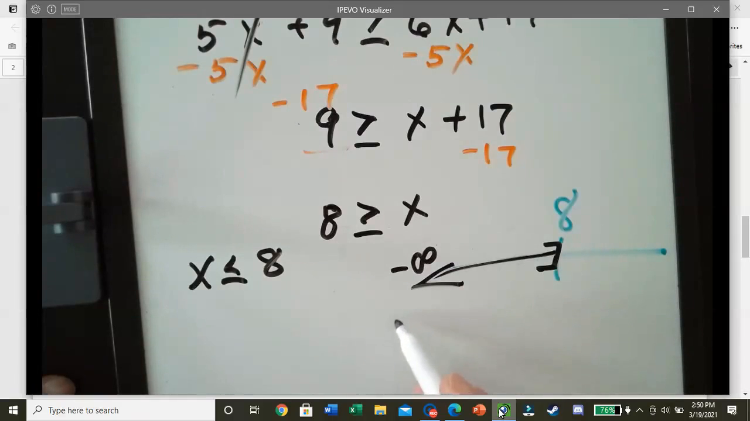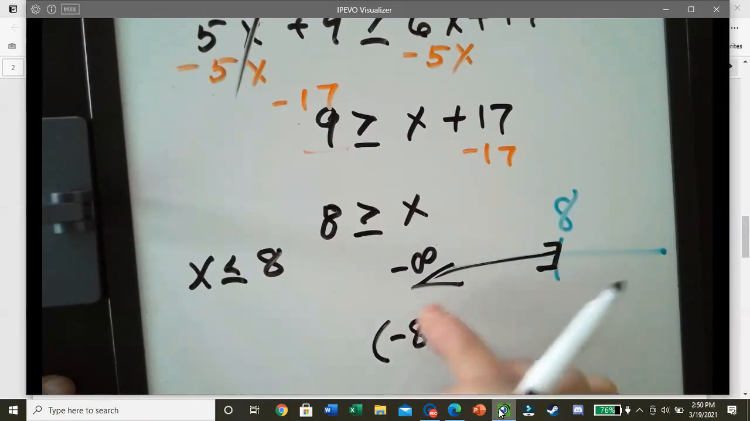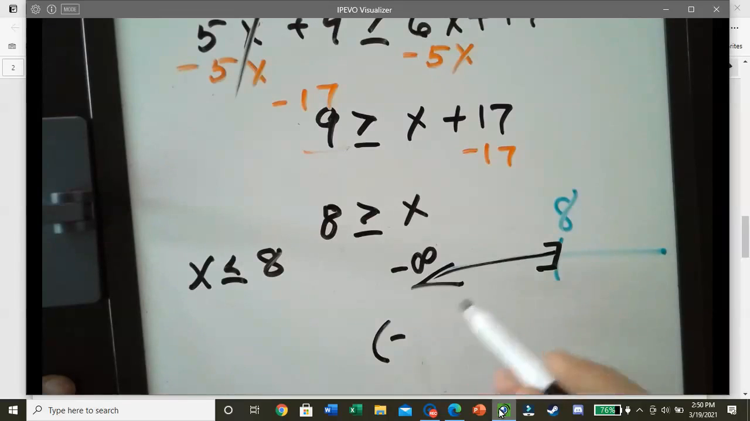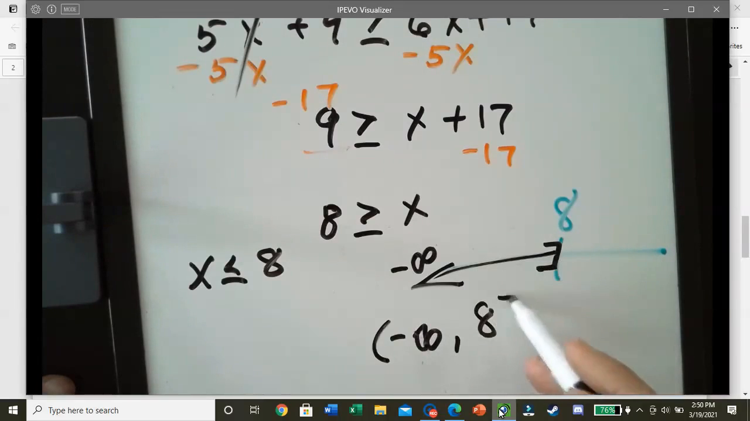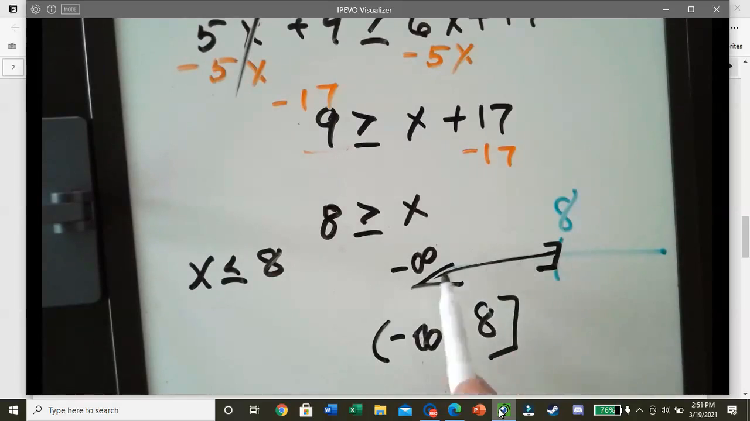So therefore, this would be written in interval notation from negative infinity, that's a funny looking infinity sign, there we go, to 8, and it's closed at 8. So that's your answer in interval notation, and that's your answer on a number line. You want to work this out and actually do the number line, because the number line will help you come up with your answer in interval notation. Okay. Any other questions there?